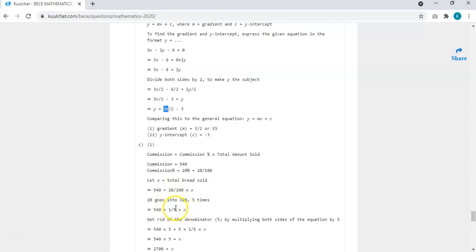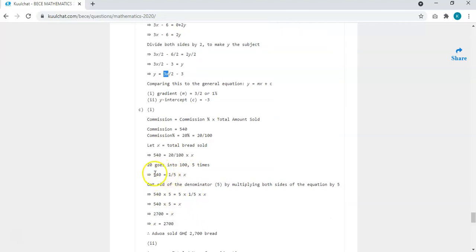Now we want to get rid of this 5, so we multiply both sides by 5. When you multiply this side by 5, 5 will cancel 5, so you are left with x. Then you simplify the multiplication of 540 times 5 to get the value of x. So our total amount sold will be 2,700 Ghana cedis.